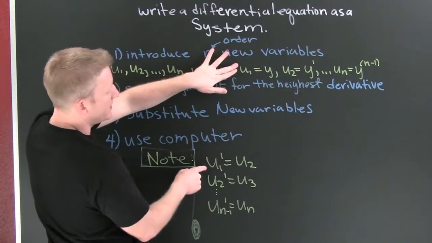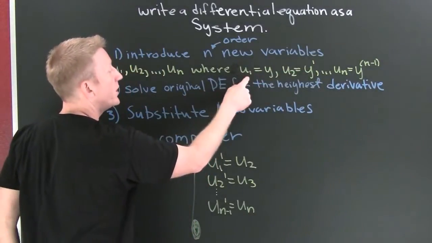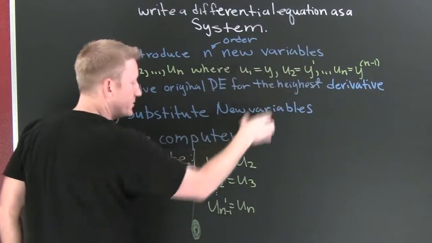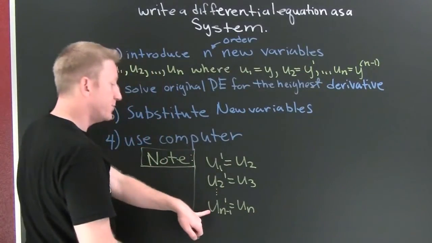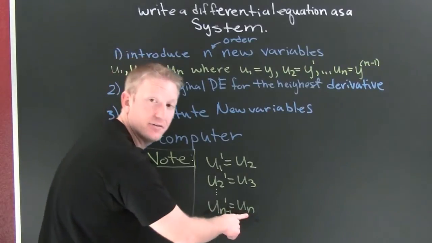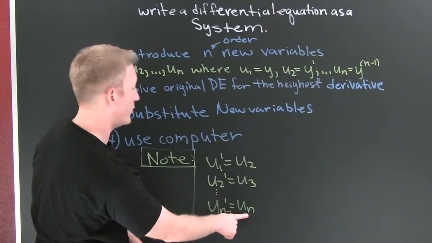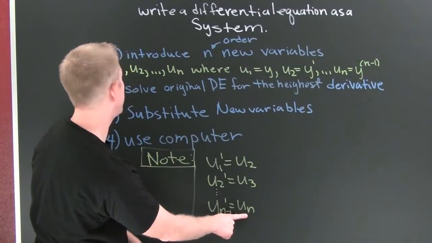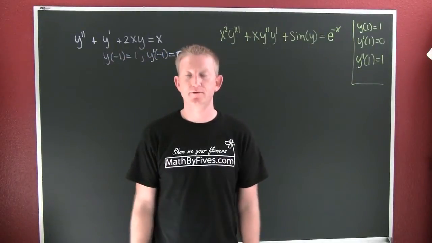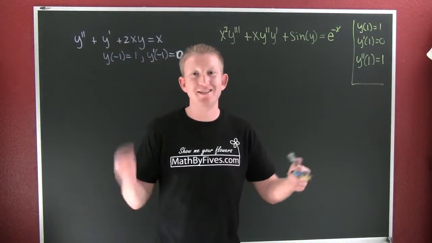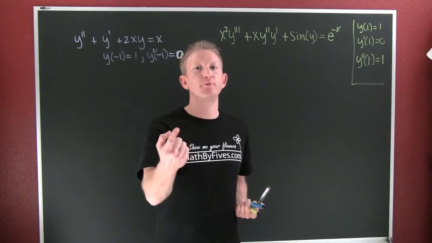Consider this one. If we take the derivative of this, what do we get? U2. Why? Because the derivative of u1 is y prime. What's y prime? It's u2, and so on. This is how we're going to set it up, where this derivative just happens to be the function that you solved for in step 2. Let's see an example. Why don't we see a few examples of rewriting these differential equations as systems so we can push the buttons. Yes, put it into a computer.